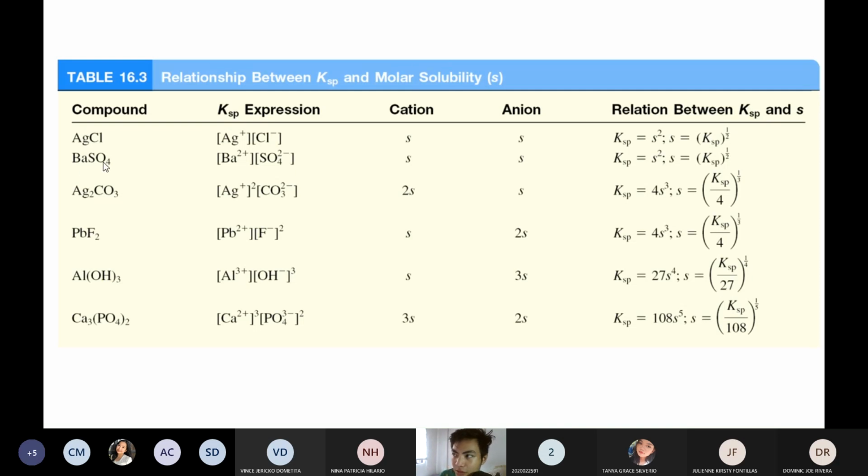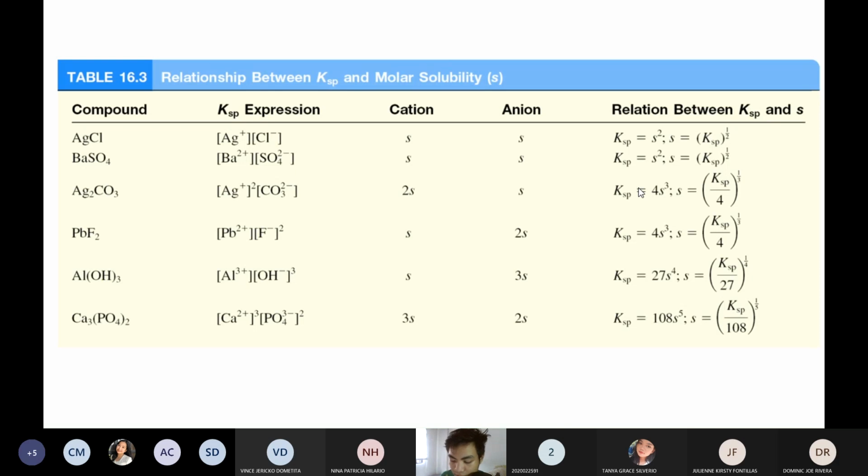Okay, so another example would be barium sulfate. 1-to-1 lang yung ratio nila. So that means S is equal to the square root of KSP. Ito yung shortcut. Pagkabisado nyo na to, madali na lang. Okay, so in the next case, you have 2 cations and 1 anion. So if that's the case, 2-to-1 yung ratio nila. Your equilibrium constant will be written as 4s cubed.